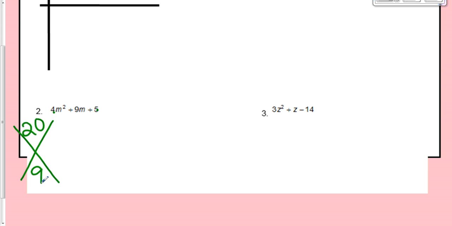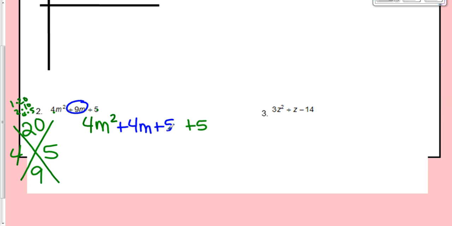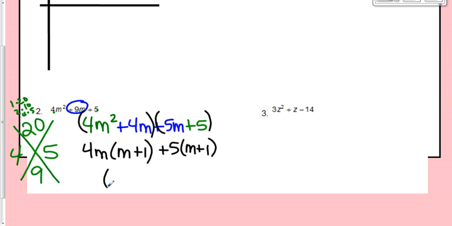So now I think of my factors of 20. 1 and 20, 2 and 10, 4 and 5. 4 and 5 are the winners, okay? Now I'm using 4 and 5 to break apart my middle term. So I've got 4m squared, and I've got 5, but no longer do I have 9m. Instead of 9m, I'm going to use 4m and 5m, okay? So now I can actually group and work the rest of this out. And take out a 4m here, got m plus 1. Take out a 5 here, m plus 1. So my final answer ends up being m plus 1 times 4m plus 5.